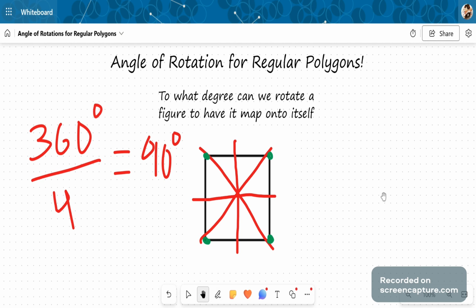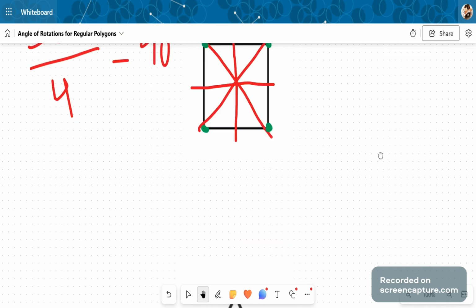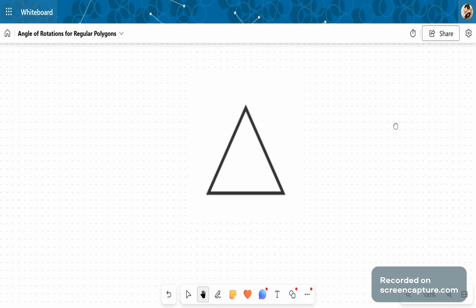So using that, let's try to figure out how many lines of symmetry this figure has and its angle of rotation. Take a minute to pause the video and figure that out. So hopefully you paused the video and figured that out.